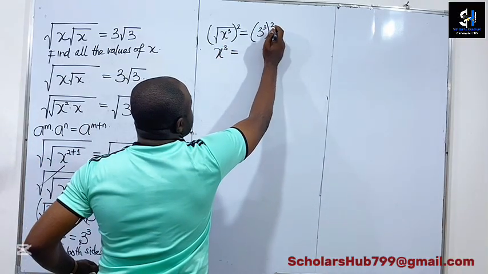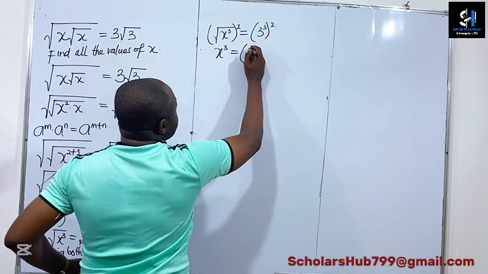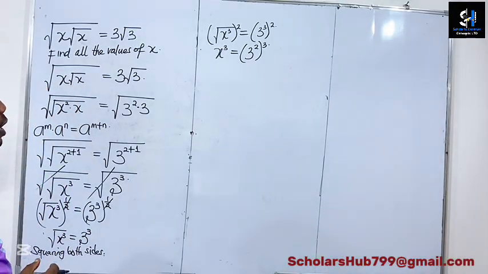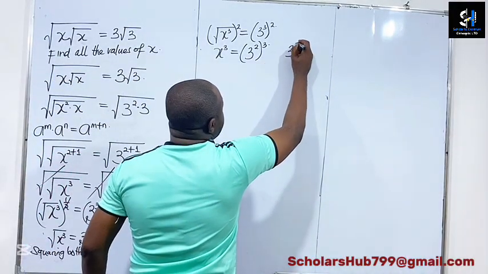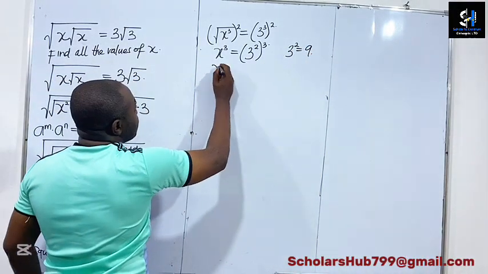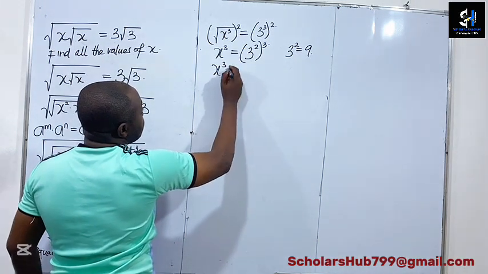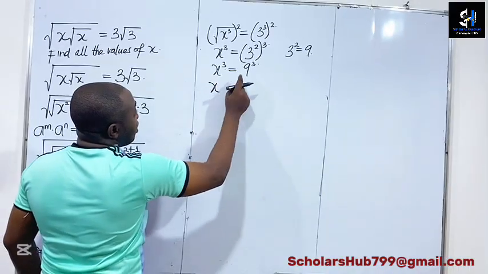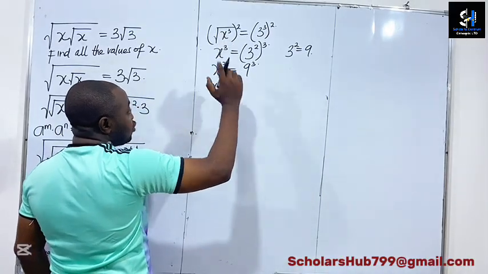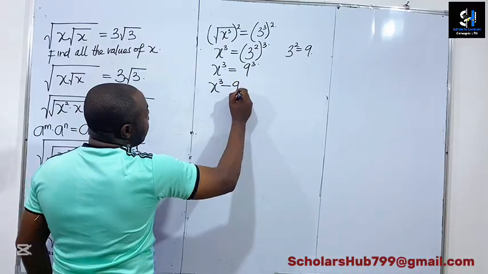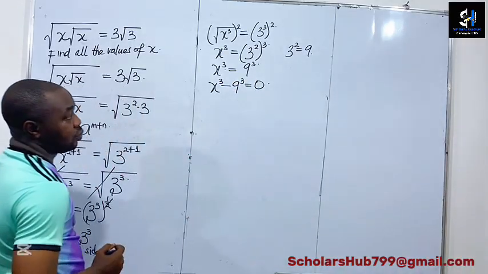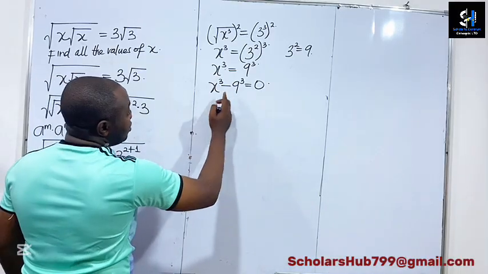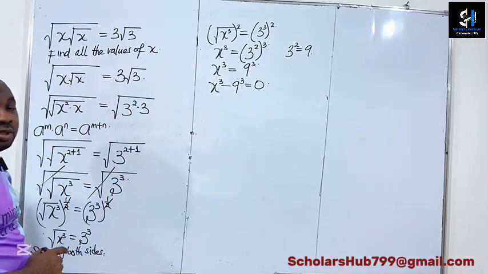So this will become x cubed equals, now I'm going to switch the exponent in this case. This will be 3 raised to the power of 2, then to the third power. We know that 3 raised to the power of 2 is 9. So this will be x cubed equals 9 raised to the power of 3. What we do in this case is solve for the 3 values of x, and this will be x cubed minus 9 cubed equals 0. So that means we have to move this to the left hand side, and that will be x cubed minus 9 cubed equals 0.